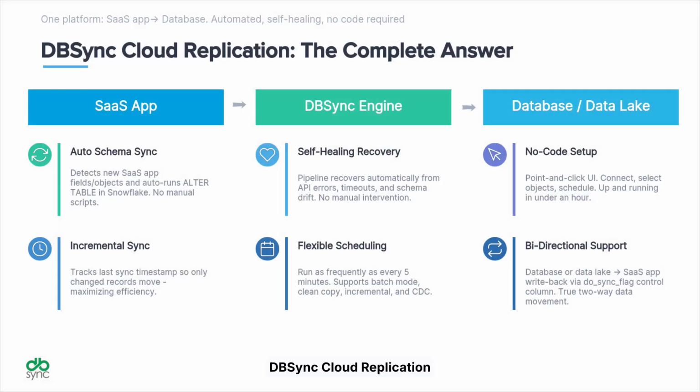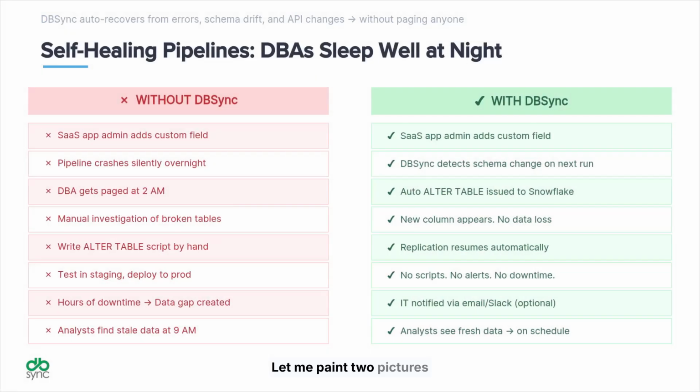DBSync Cloud Replication handles the entire pipeline: extract, schema management, transform, and load from SaaS data into the database. When a new SaaS app custom field appears, DBSync detects it and issues the alter table in the target database automatically. No human in the loop. Setup is point and click. No SQL, no Python, no ETL frameworks. Incremental sync means only the changed records move on each run, and you can schedule it to run frequently or choose real-time CDC options.